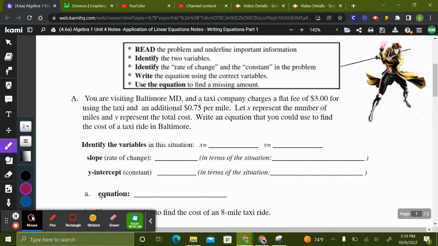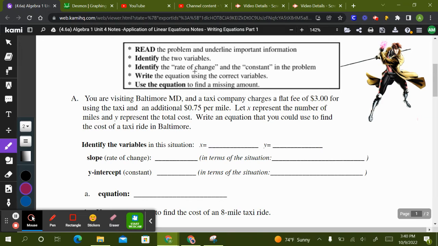For every one of these problems, you're going to want to read it. Then we're going to want to identify the two variables, identify our rate of change, which is just a fancy way of saying slope. Remember, our rate of change is how we're moving from one point to the next on our line, and that's all our slope is as well.